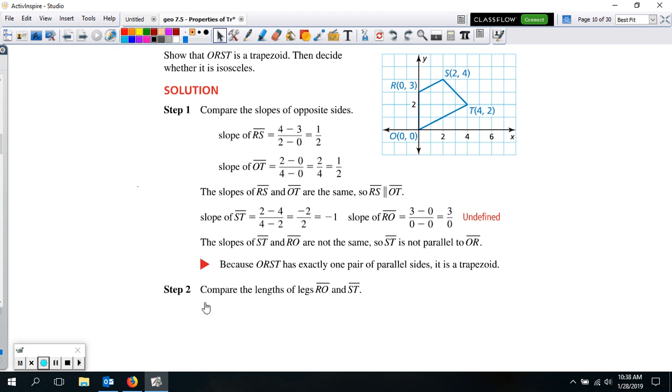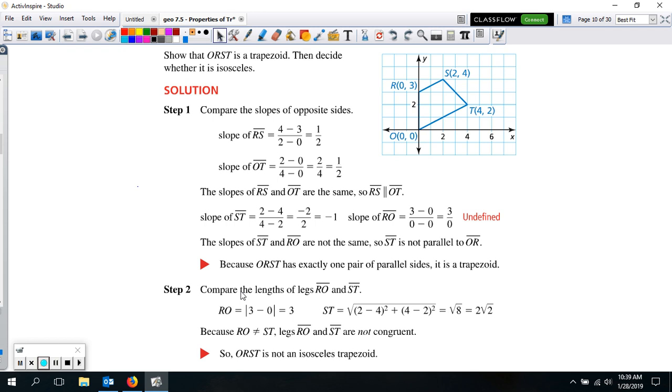And so we're going to compare the lengths of these legs here, RO and ST. You can actually just kind of see the length of this one. You can count this one as 3 definitely. This one you're going to have to use the distance formula to figure out if that's the same thing. It's not 3. So you can see 2 square root of 2, or the square root of 8, is not going to be 3. If that was a square root of 9, then it would have been. So because these are not the same, then we know it's not an isosceles trapezoid. And so that's what we're looking at.